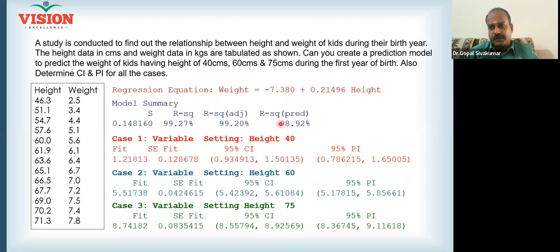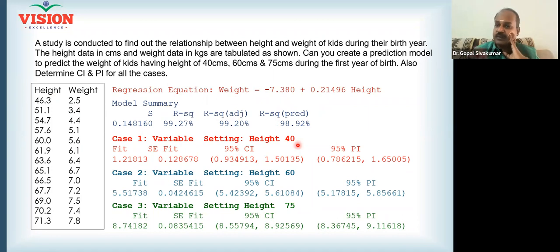So see here, the final summary before we go for the break. The problem we discussed enough: height of the baby, weight of the baby, regression equation is available, model summary is available. Everything is going great here. Predicted R square itself is 98%. Now when the height of the baby is 40 centimeter, what could be the weight of the baby?